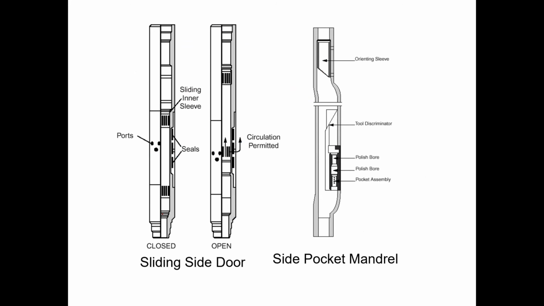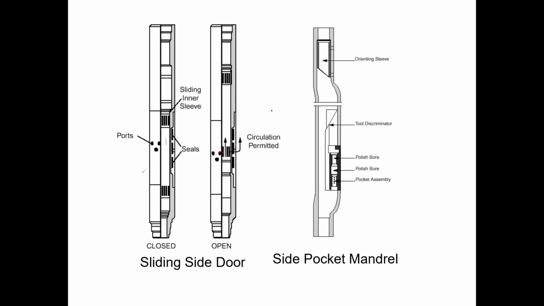So this is the sliding side door. There are two tubes inside each other, and when they are in this direction, here you see that the flow can come out, but you can move it with wireline, which I'll explain later. And now the port is closed. Yeah, the fluid cannot move.